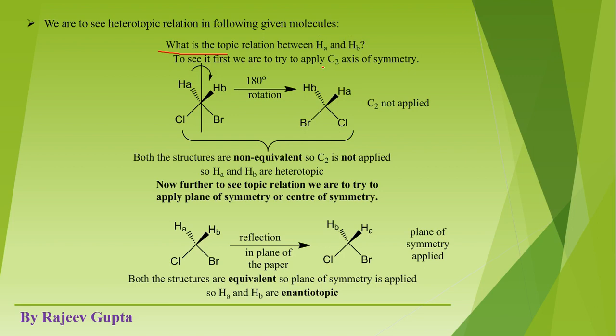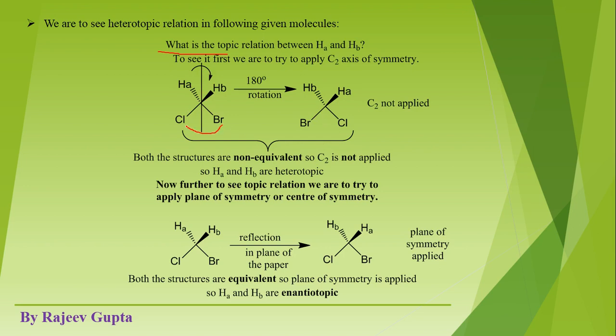Now first we apply the C2 axis of symmetry in this molecule. This is chlorobromomethane, or bromochloromethane. In this bromochloromethane we apply the C2 axis of symmetry by 180-degree rotation, and we get this structure.